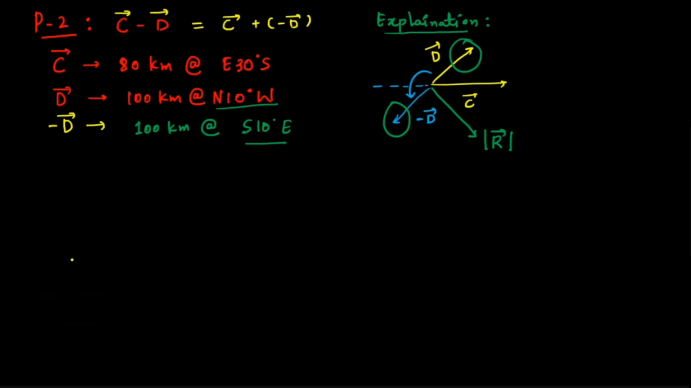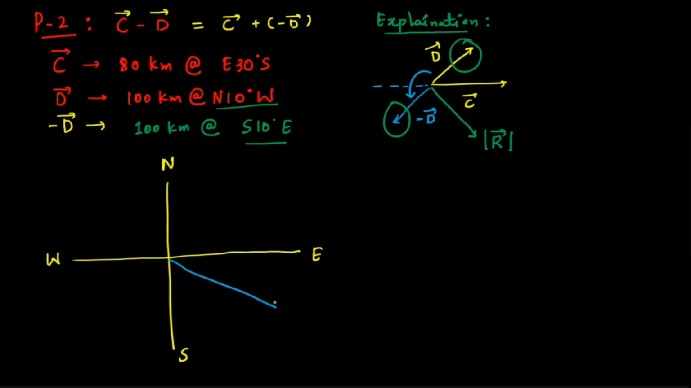Same thing, we'll draw the directions first. It is north, south, east, west. That says east 30 degrees of south. So east 30 degrees of south means the vector is lying this way and making 30 degrees with east. And it is approximately 80 kilometers, I assume.